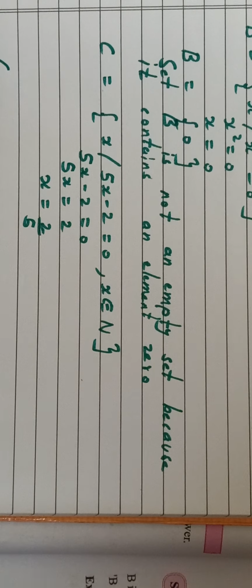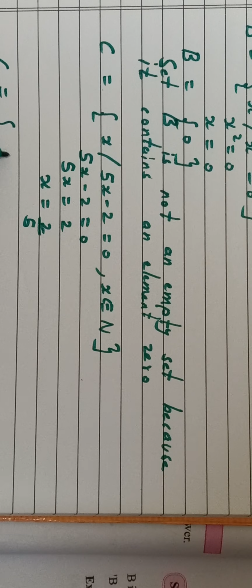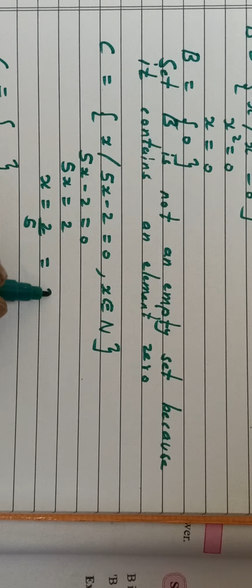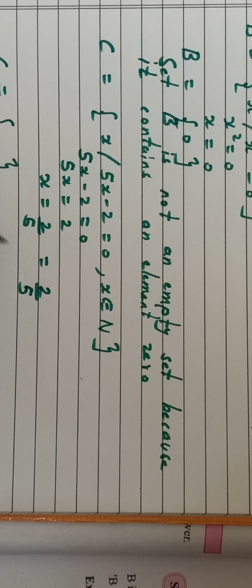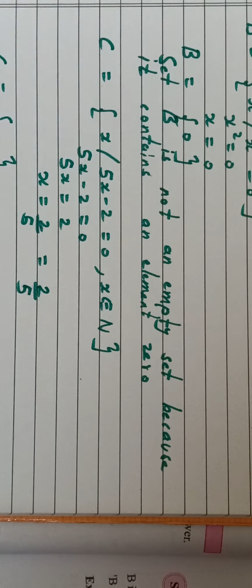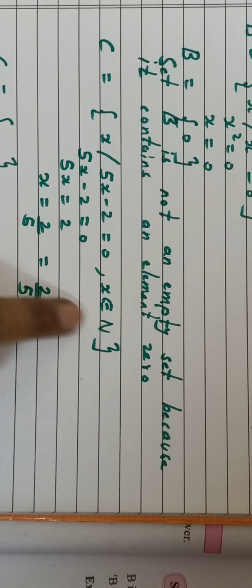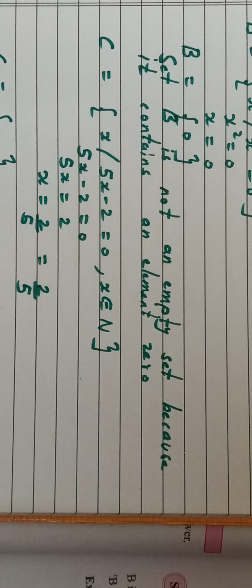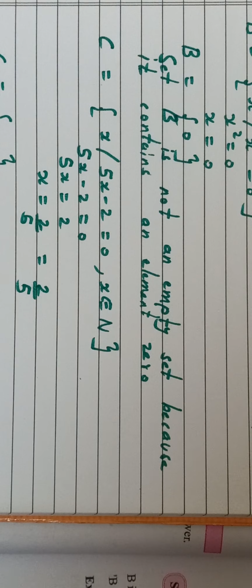So what will we write? C is not containing any element. Because if x value is 2 by 5, then 2 by 5 is not a natural number, because here they have given the condition that x belongs to natural numbers. What are natural numbers? 1, 2, 3, 4, 5, 6 and so on. So if you divide 2 by 5, what answer will you get? 0.4, and 0.4 is not a natural number. Okay.